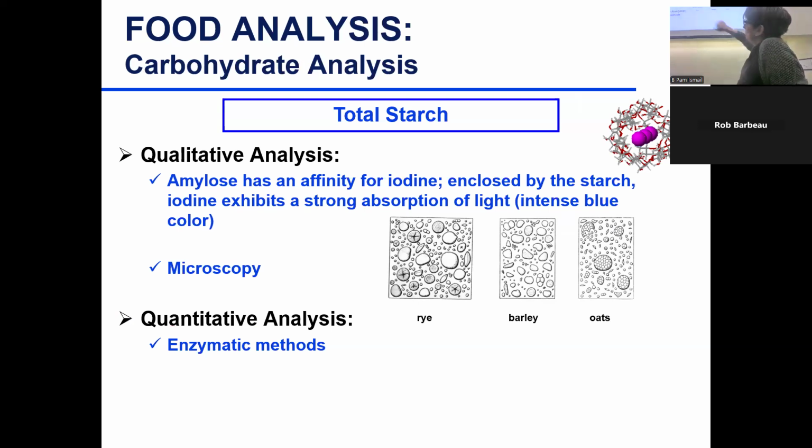You can also use microscopy to look at the morphology of starch or the different starch bodies and structure. You see that every type of grain, for example, has different starch bodies. The way to determine total starch is enzymatic.